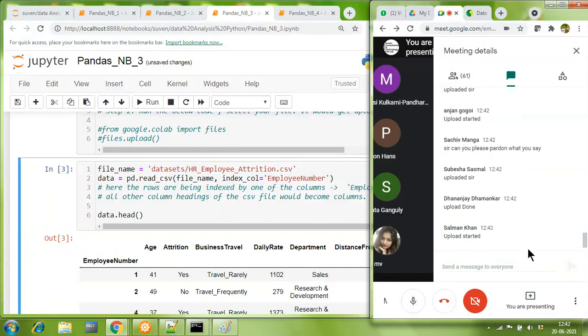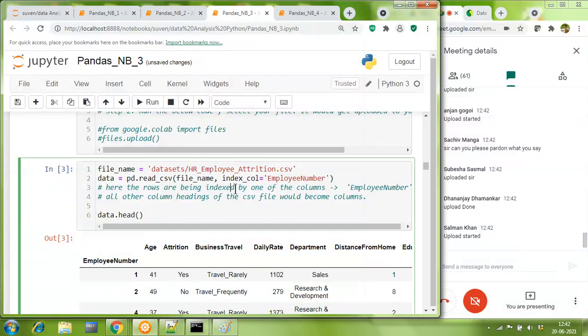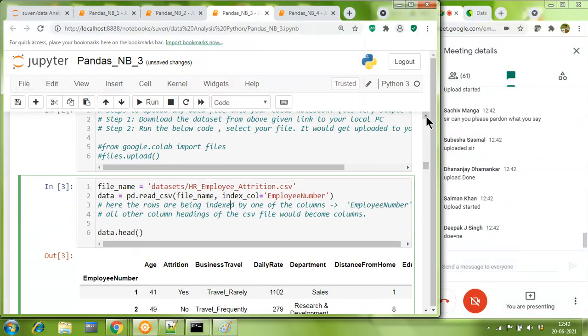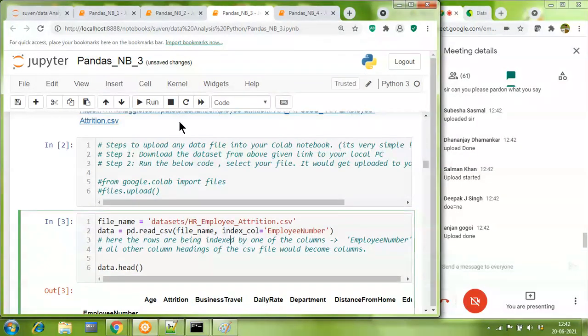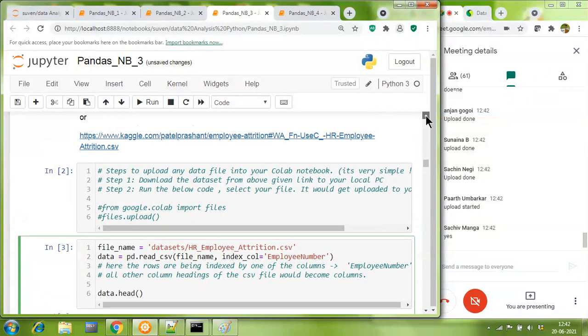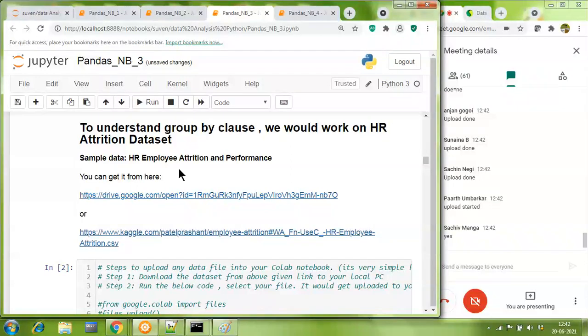Yeah, Sachif, what I have said, I'll repeat once again. This is the third notebook. Sachif, I hope you have this third notebook with you. For this, you need to go to the data science page and open up the third notebook, right? Now, in the third notebook, we are not working with the wine reviews data set. Instead, we are working with a different data set for a change called HR employee attrition.